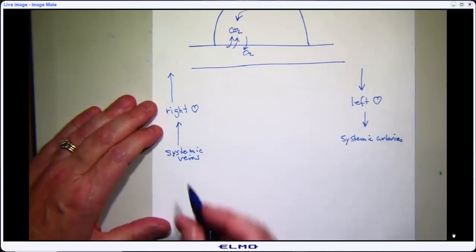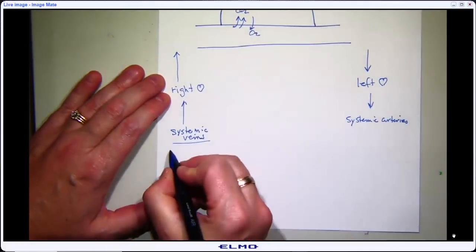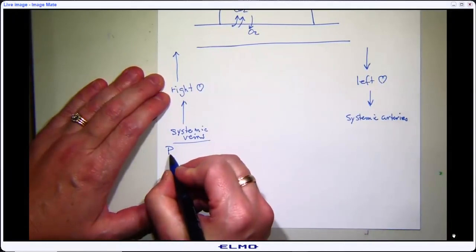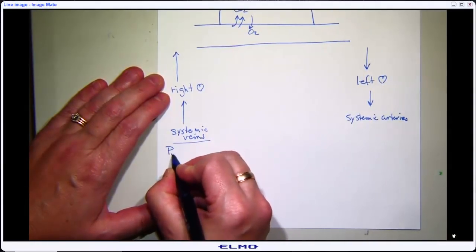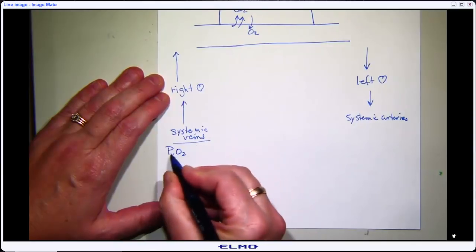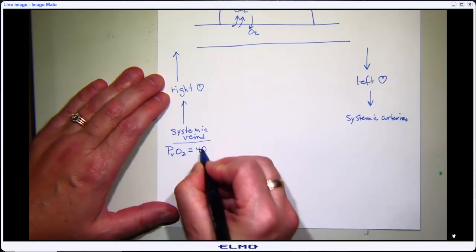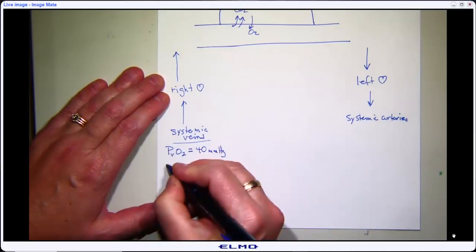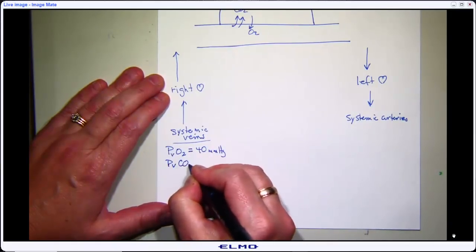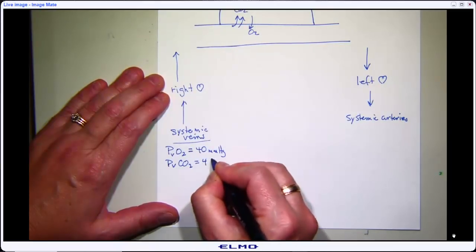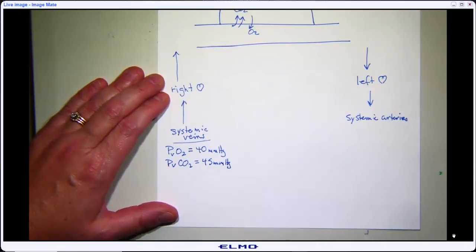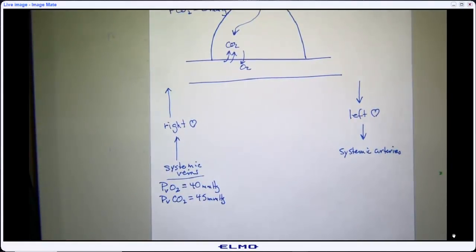In terms of the systemic venous partial pressure of oxygen and CO2, so partial pressure of oxygen in the veins is going to be 40 millimeters of mercury. Partial pressure in the veins of CO2 is going to be 45. Okay, so that's blood that's been by tissue already, and that tissue has taken oxygen away and put CO2 into the blood, right? So we have a low oxygen, high CO2 scenario in the systemic veins.